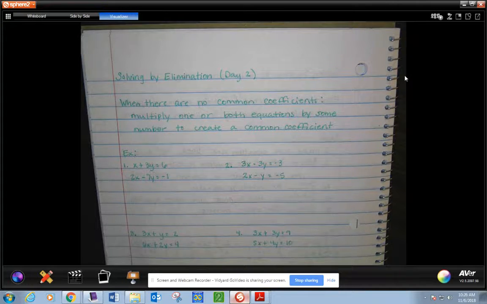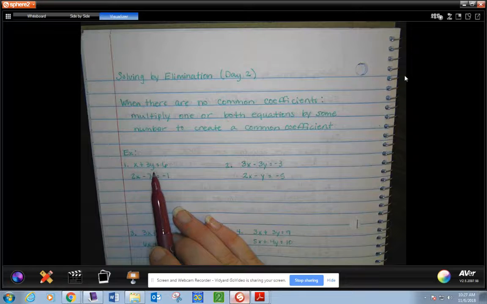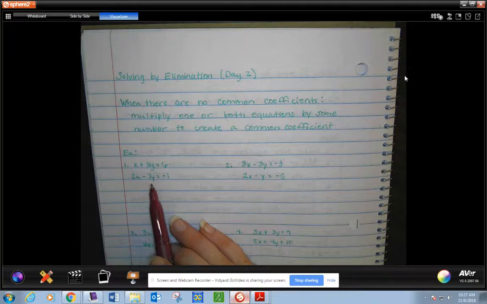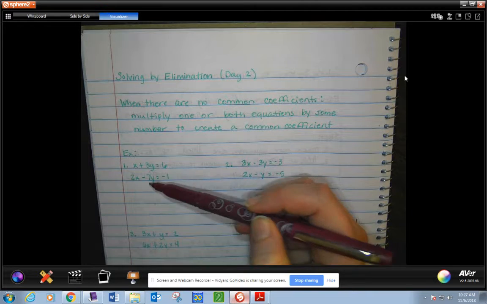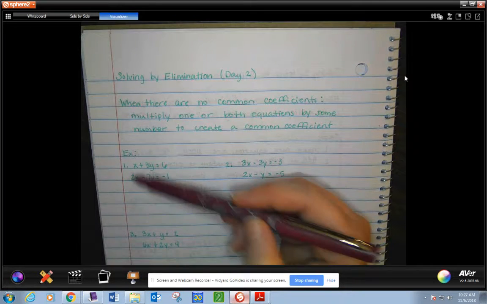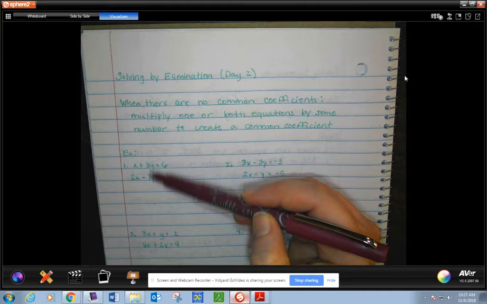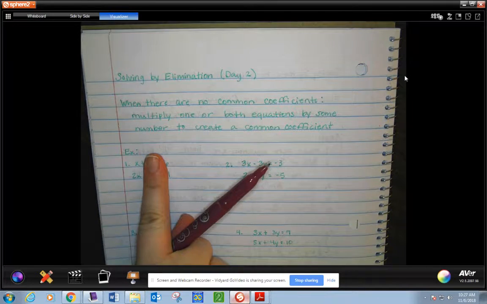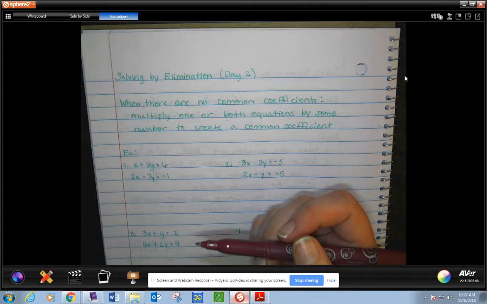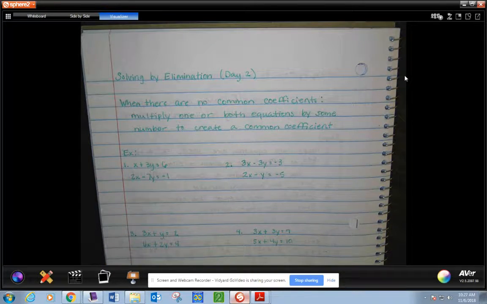So for example 1, you have x plus 3y equals 6, and you have 2x minus 7y equals negative 1. So since we do not have a variable with a common coefficient, so x is 1, x is 2, y is 3, y is negative 7, what you're going to do is look at them. My x's, I have 1 and 2. The first multiple that they share is 2. My y's, I have 3 and 7. The first multiple they share is 21. So this is where you get to weigh your options. Would you rather multiply to 2 or multiply to 21?